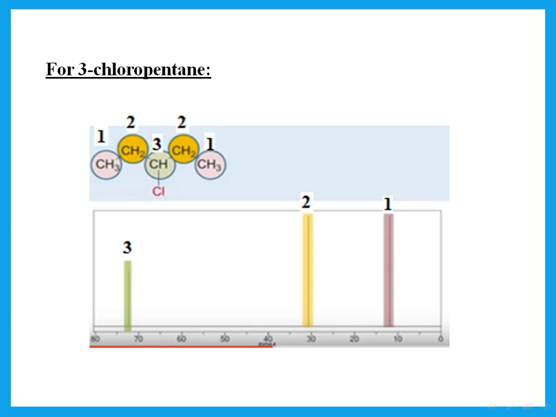For 3-chloropentane, how many environments do I have? I have a carbon that is attached to the chlorine. That will be the furthest to the left. We said the carbon attached to the electronegative element is furthest to the left. Then I have the CH2s that are next to it, which will be to the right of that. And the CH3s on both ends are equivalent and will give a peak on the right of the spectrum.